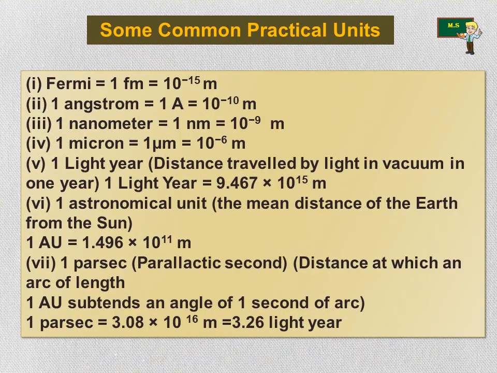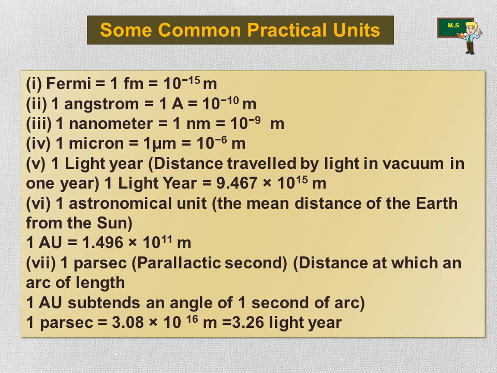Let's see some common practical units. The first one is Fermi. 1 fm is equal to 10 to the power minus 15 meter. 1 Angstrom, 1 A, is equal to 10 to the power minus 10 meter. 1 nanometer, 1 nm, is equal to 10 to the power minus 9 meter. 1 micron, 1 micrometer, is equal to 10 to the power minus 6 m. 1 light year, that means the distance travelled by light in vacuum in 1 year, is equal to 9.467 into 10 to the power 15 meter.